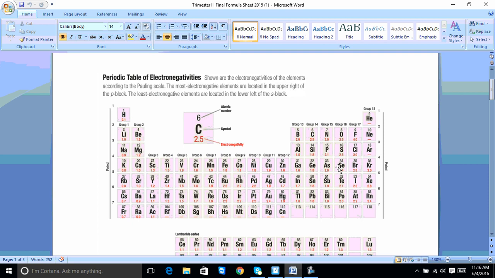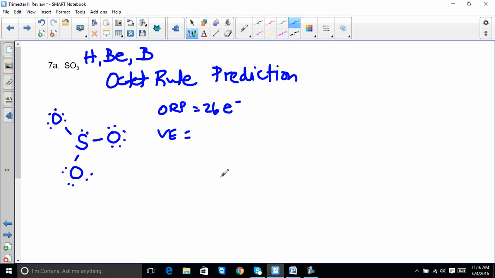I'm going to swing back over here and show you that sulfur and oxygen are both in group 6A right here. So 18 or 8, 17 or 7, 16 or 6. Sulfur has 6, and each of the oxygens has 6. So when I do 6 plus 6 plus 6 plus 6, I get 24. And if you'll notice, ORP is greater than VE, meaning we have too few valence electrons.